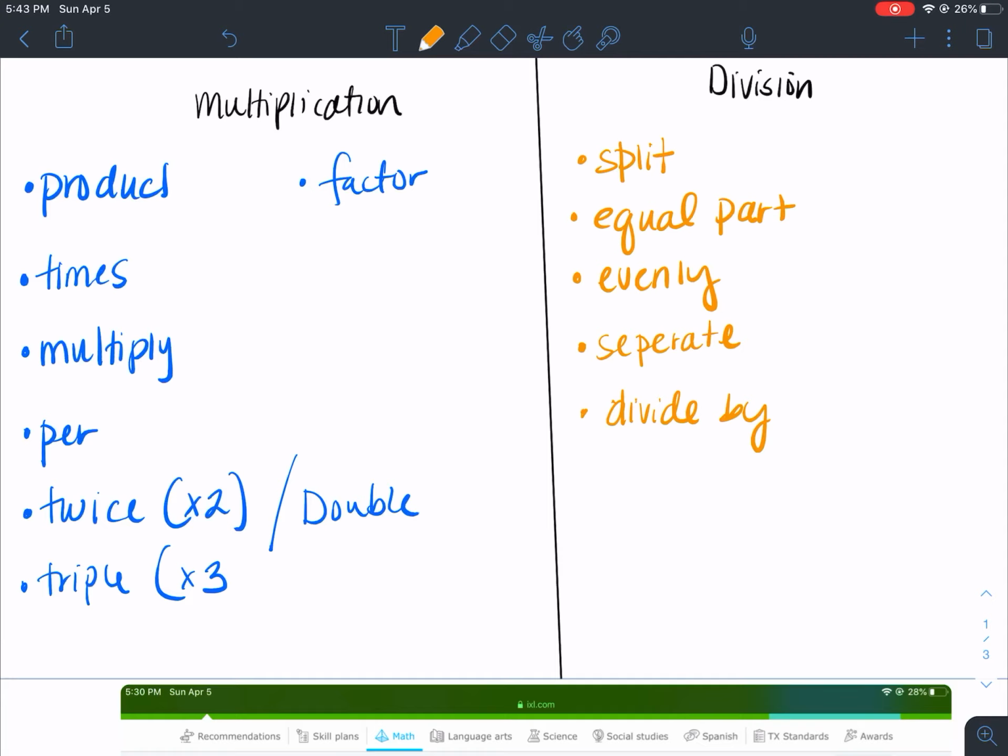Each can kind of go for both multiplication and for division, but I'm going to go ahead and put it here. If I'm saying something is into each group, okay, well, you know I'm going to be dividing it. Those are kind of, let me put, groups. When you know you're working with groups, you're going to be dividing. So these are the words that mean division.